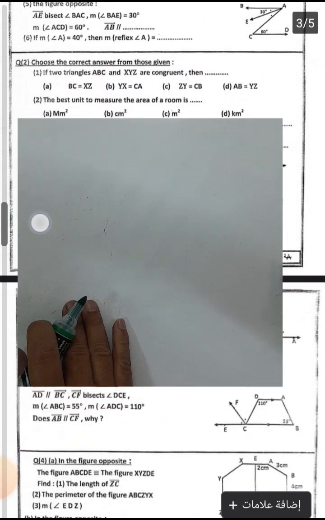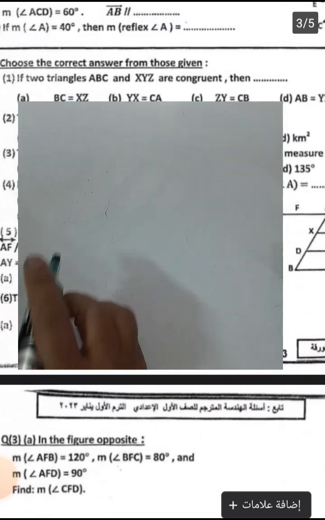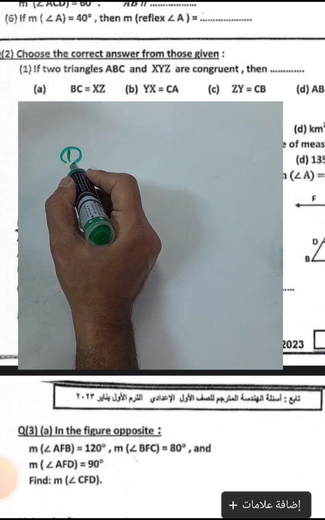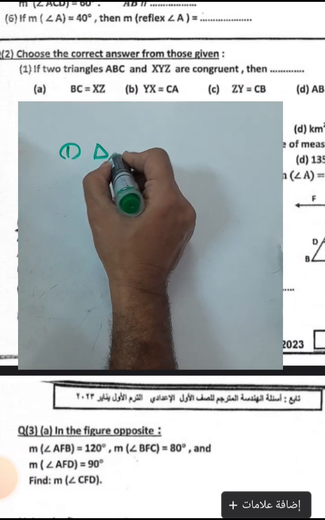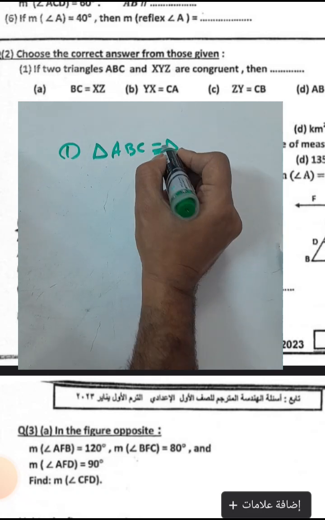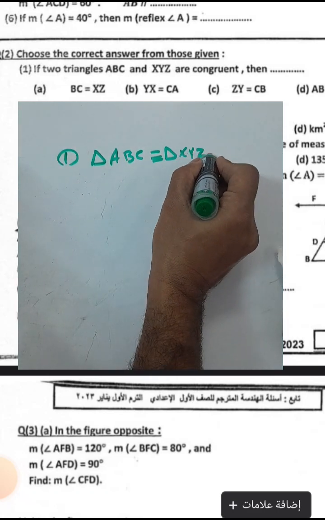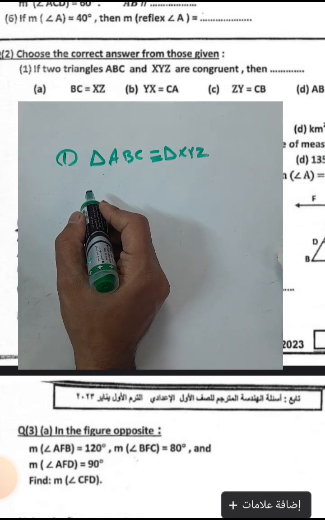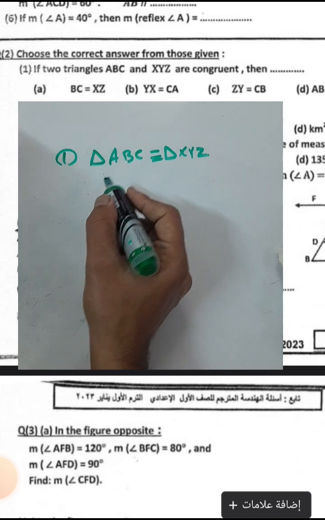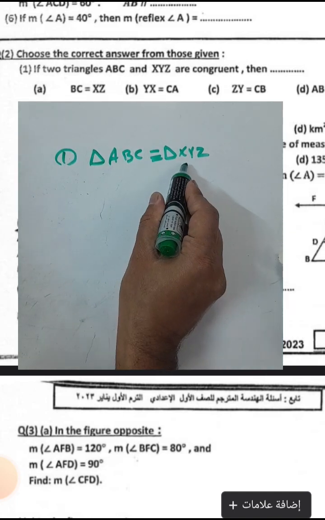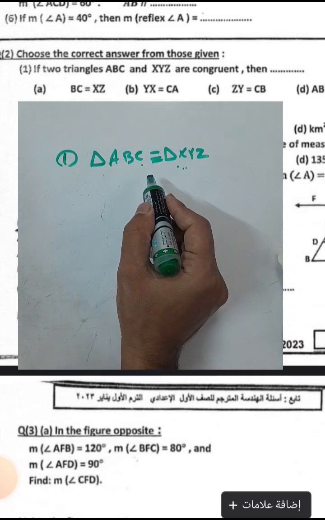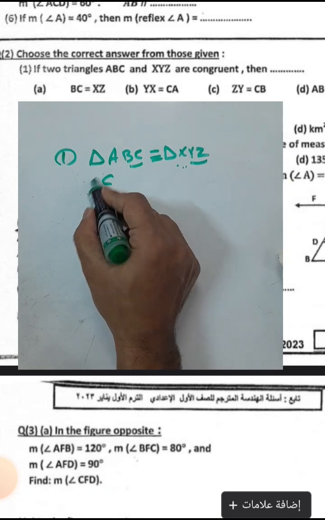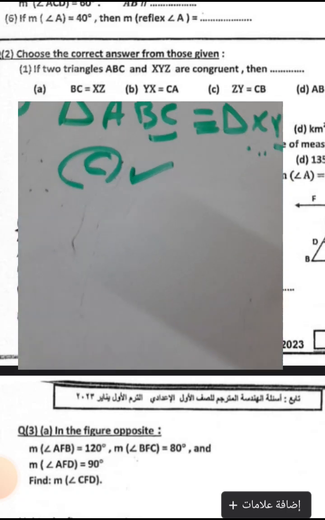Next, choose the correct answer. Number 1: if two triangles ABC and XYZ are congruent, then what? We have the first triangle ABC congruent to the second triangle XYZ, so we can find equality between two sides. BC equals XZ, no. XY equals CA, no. ZY equals CB. Okay, choose letter C. It's correct. Choose letter C for question number 1.